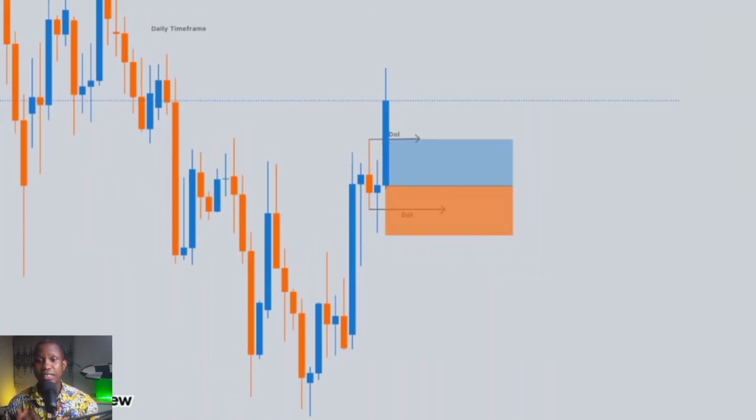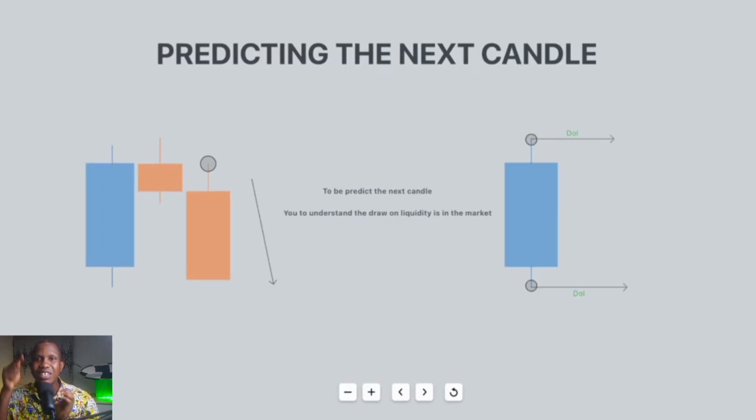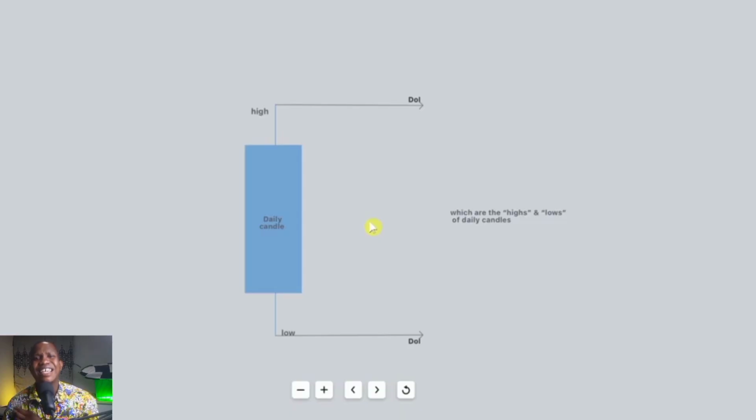So guys, this is a trade I took recently. I was able to predict the next daily candle. To be able to predict the next daily candle, you have to be able to point and understand draw on liquidity in the market. Draw on liquidity are places price is likely drawn to in the market, which are the highs and lows of daily candles.